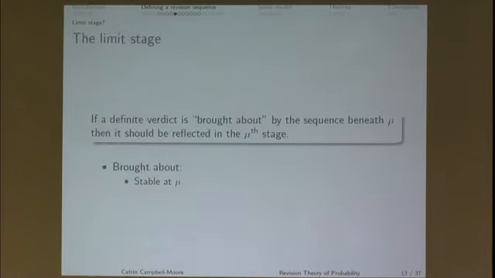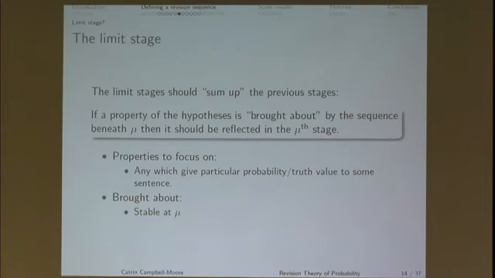So we need to modify this definition. This is the original one. If a definite verdict is brought about by the sequence, it should be reflected at the stage, where brought about means stable at that ordinal. Now, instead of looking at definite verdicts that are brought about, we're going to look at features of the hypotheses that are brought about. So instead of saying if a definite verdict is brought about, we say if a property of the hypotheses is brought about, then it should be reflected.